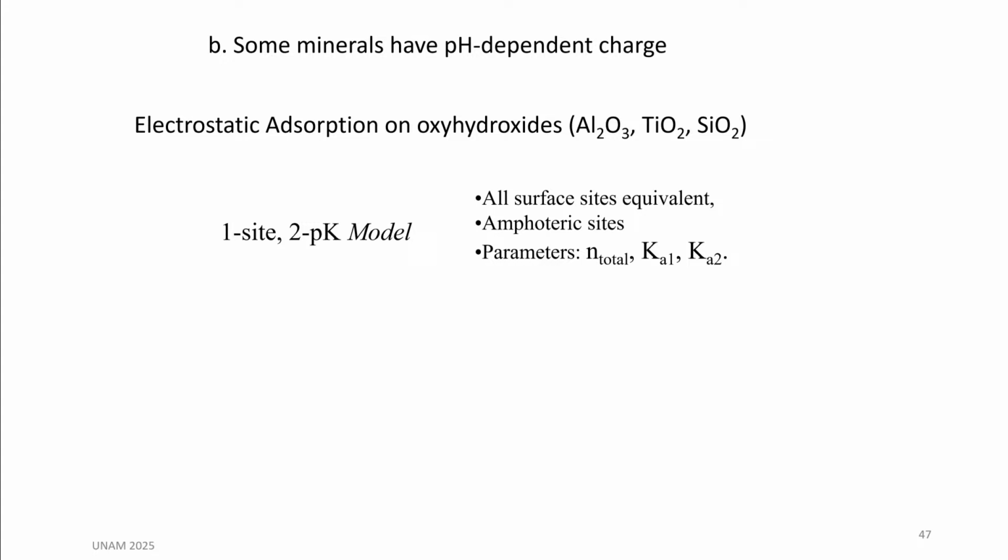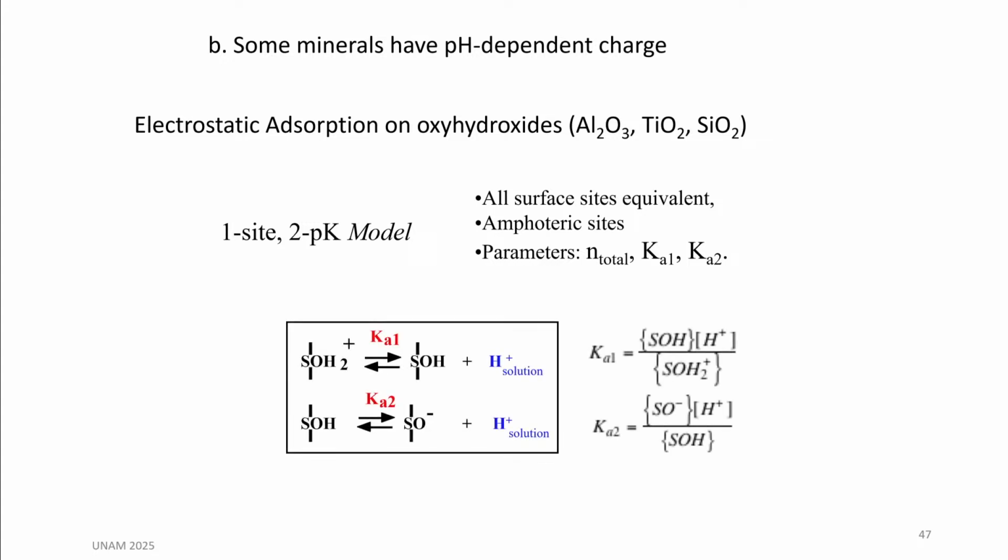You suppose that each surface site can both lose a proton, and that means it behaves like an acid, or gain a proton and then behaves as a base. Each one of these proton exchange reactions would be characterized by a value of the pKa, the acidity constant. So that's a 2 pKa model. You can visualize things like this. S is not necessarily sulfur, it means a surface atom.